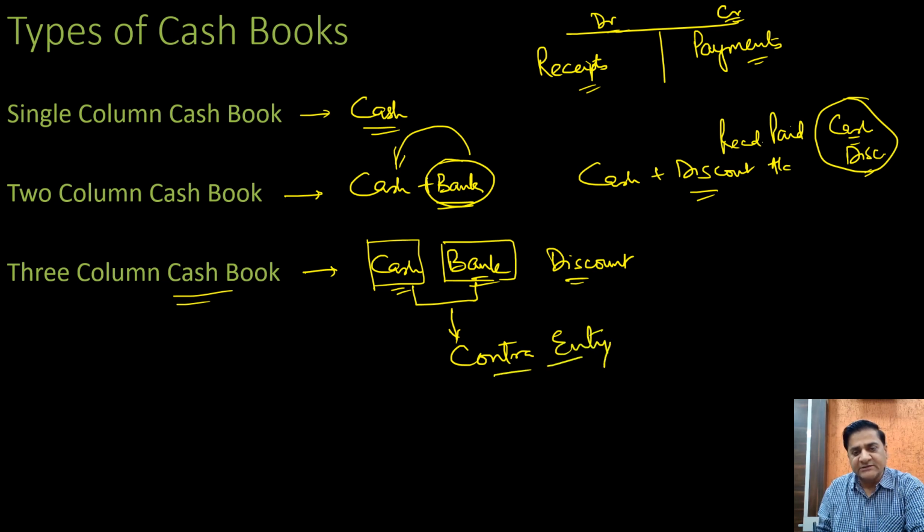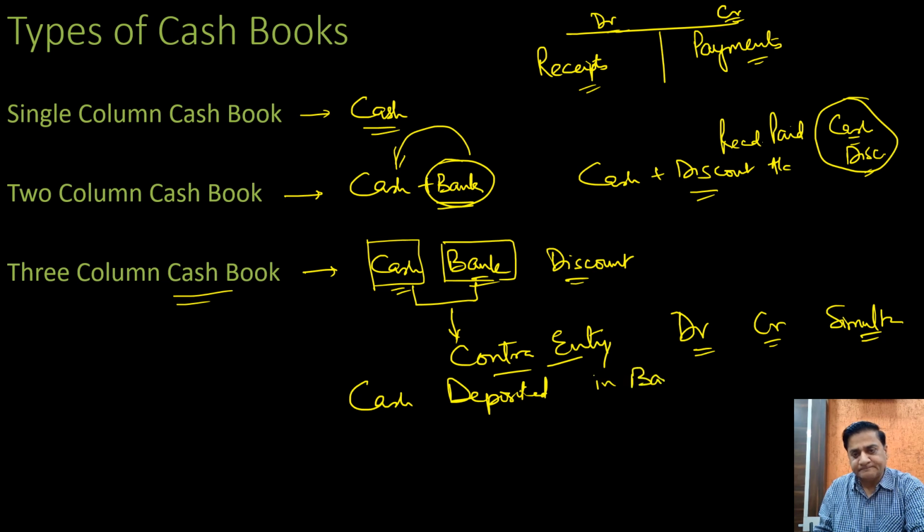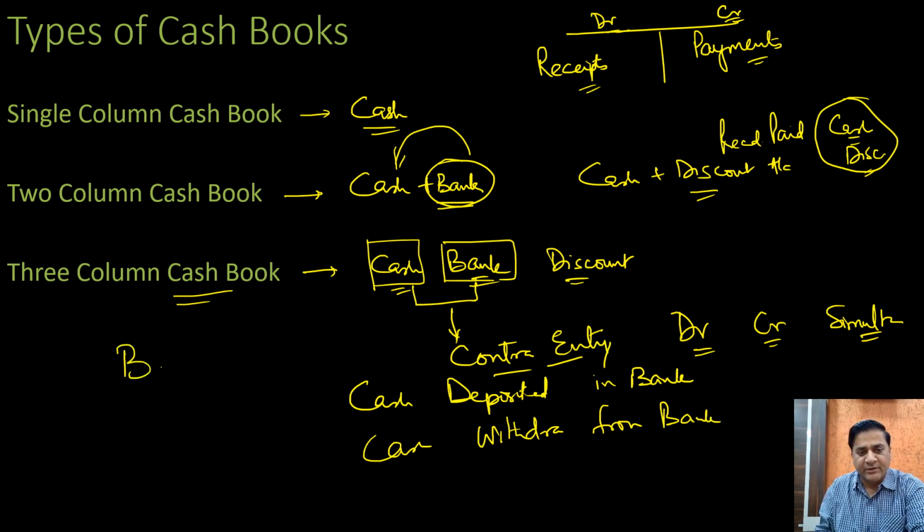So a contra entry is an entry wherein the debit and credit are to be shown simultaneously in the cash book on the same day. Why? Say for example, the examples of that would be cash deposited into bank, or cash withdrawn from bank. Now what happens if you deposit cash into bank? The entry would be bank account debit to cash.